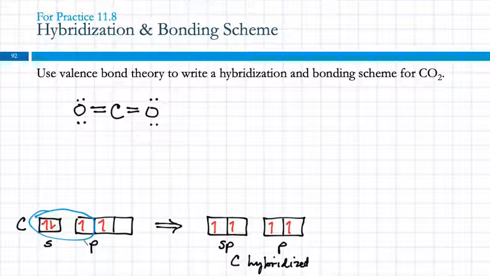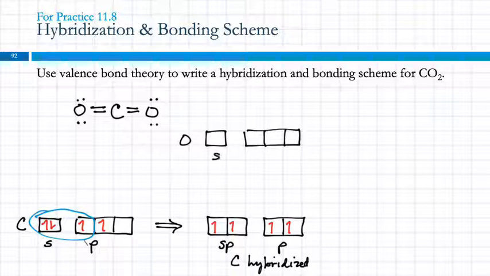Okay? And then we have oxygens, right? So oxygen, we're not going to hybridize the oxygen. 6 valence electrons. Okay? 1, 2, 3, 4, 5, 6. Each oxygen is the same. Since we have the space, I'm just going to draw the other one as well. So here's another oxygen.